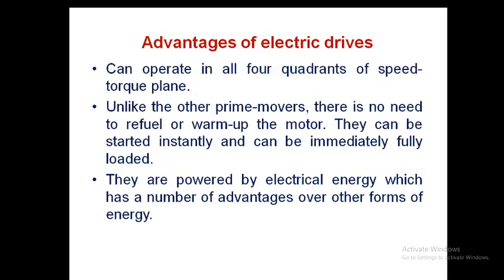And it can operate in all four quadrants of the speed-torque plane. This four quadrant speed-torque plane is required in almost all applications. So by using this electric drive, we are getting that four quadrant speed-torque characteristics. Four quadrants means forward motoring, forward braking, reverse motoring and reverse braking. These operations we are getting by using these electric drives.